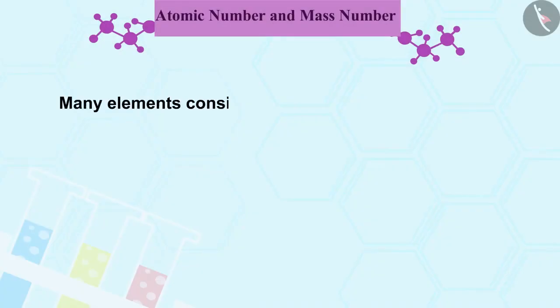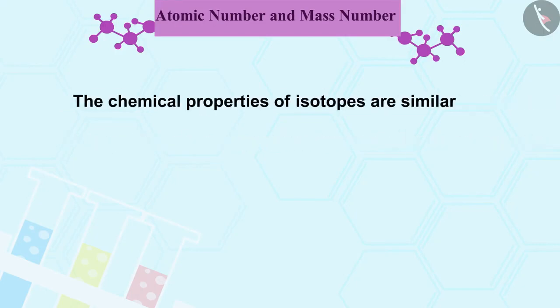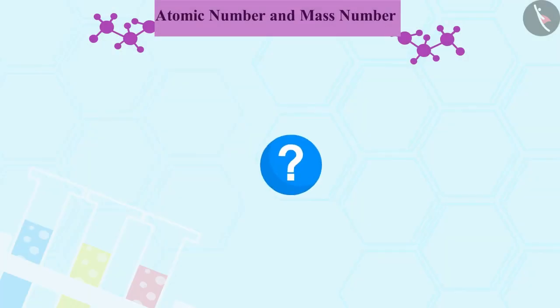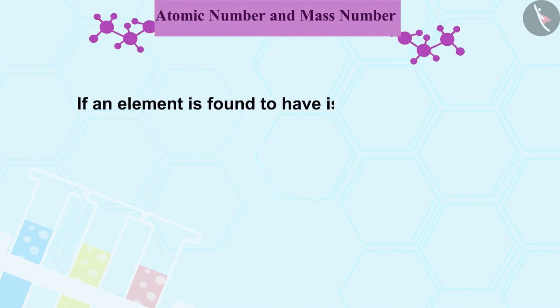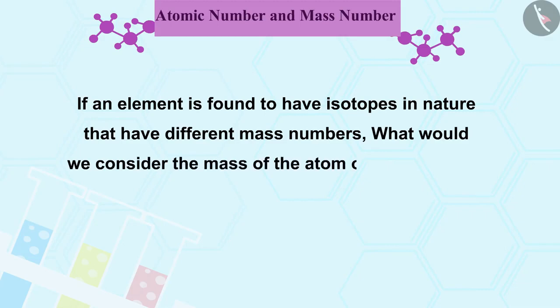Many elements consist of a mixture of isotopes. Each isotope of an element is a pure substance. The chemical properties of isotopes are similar, but their physical properties are different. But now you might be thinking that if an element is found to have isotopes in nature that have different mass numbers, what would we consider the mass of the atom of that element?